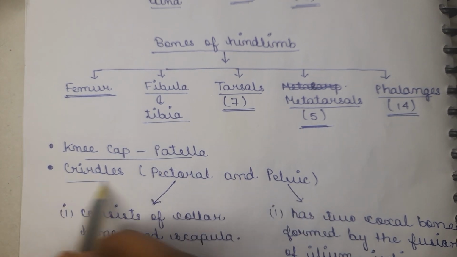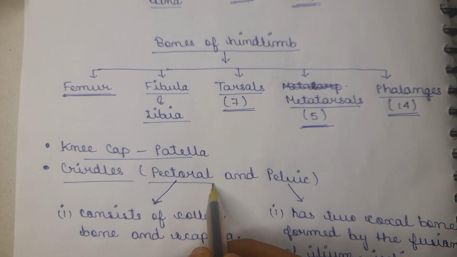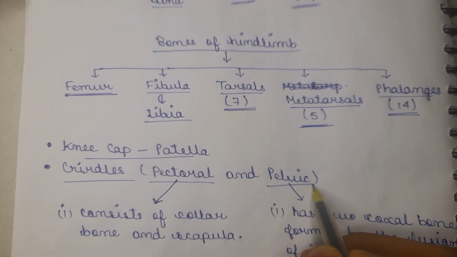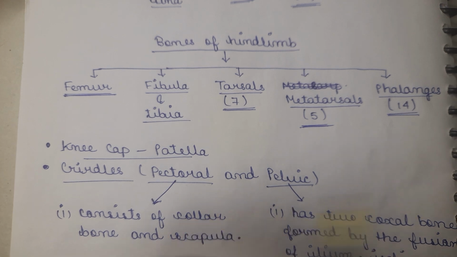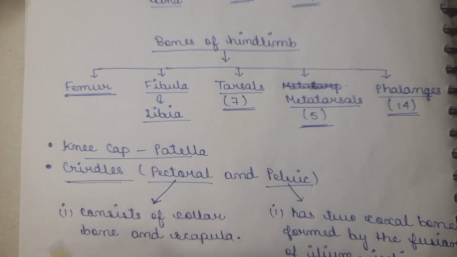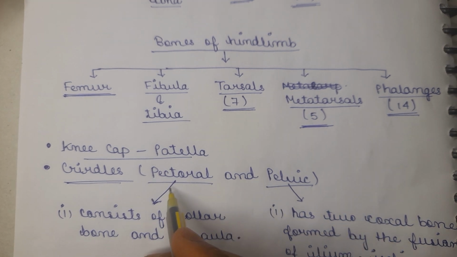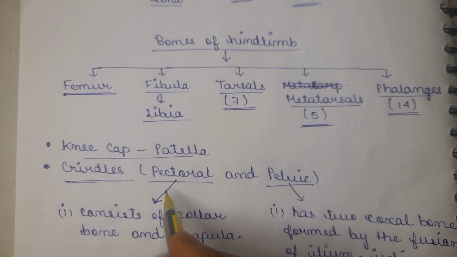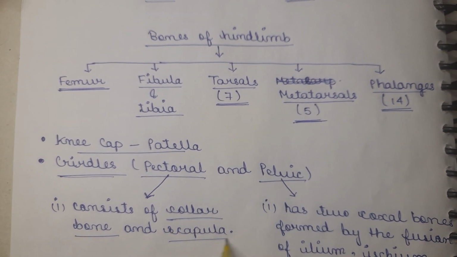And there are some girdles, basically 2 types of girdle: the first one is the pectoral and the second one is the pelvic. They articulate the limbs with the axial skeleton, and each girdle is composed of 2 halves. The first one is the pectoral girdle. Talking about the pectoral girdle, it consists of the collarbone and the scapula.